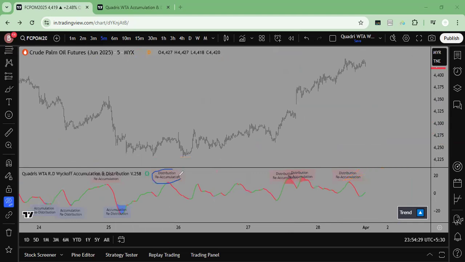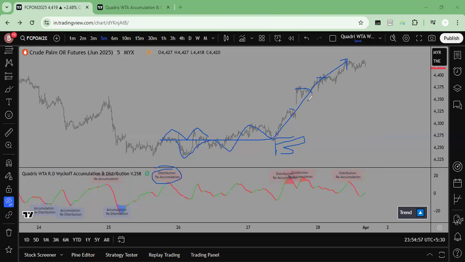This is an accumulation distribution. Then after the distribution, what happened? Price went downward, then came up, then came up again, so this is a place to buy. And price went up. Every distribution gives us confirmation that price is going to go upward.